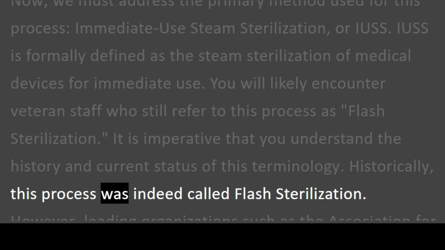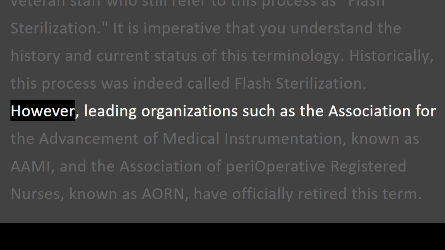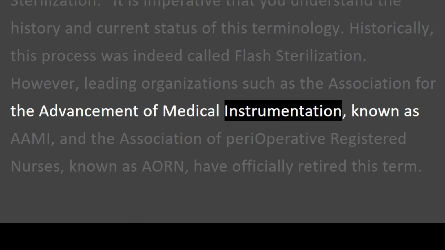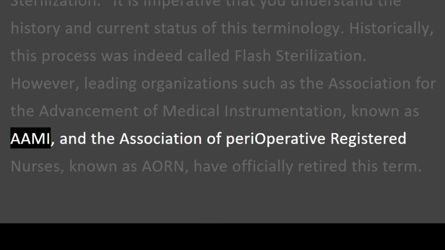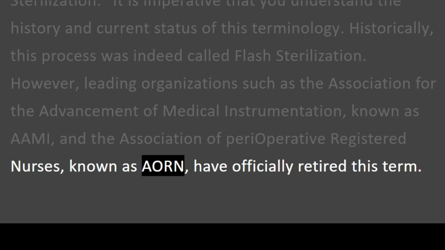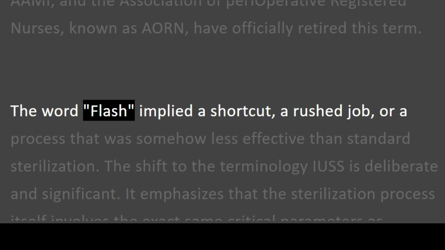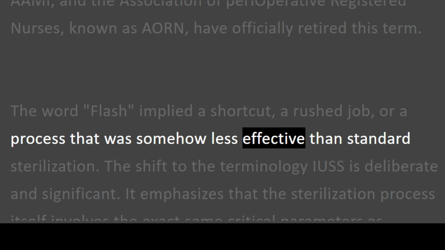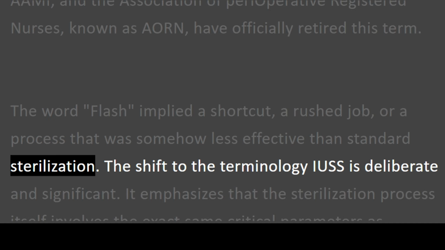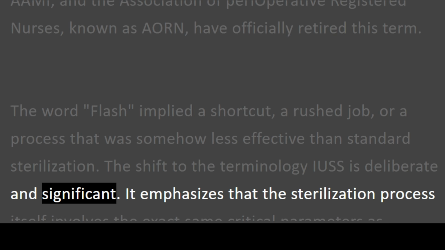Historically, this process was indeed called flash sterilization. However, leading organizations such as the Association for the Advancement of Medical Instrumentation, known as AAMI, and the Association of Perioperative Registered Nurses, known as AORN, have officially retired this term. The word flash implied a shortcut, a rushed job, or a process that was somehow less effective than standard sterilization. The shift to the terminology IUSS is deliberate and significant.